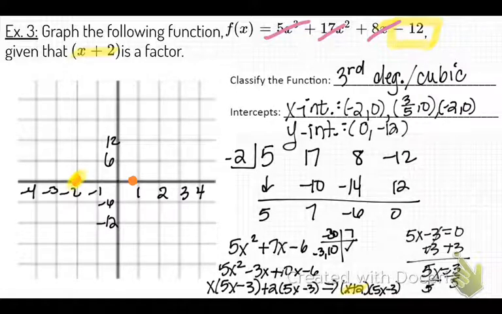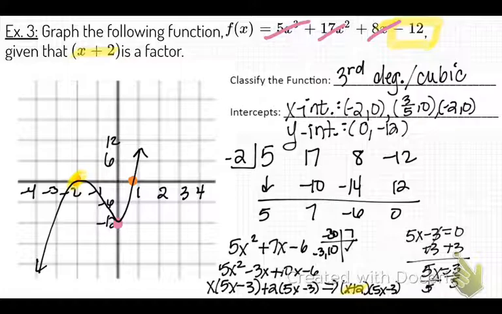It's at negative 2 again, right? So it bounces. And then where's my y-intercept? 0, negative 12. So down here. And where do I start my graph? In the bottom left. What happens when I hit the intercept? I bounce, so I come back down, go through the y-intercept, and up. Is that a cubic graph? Yes, it is.